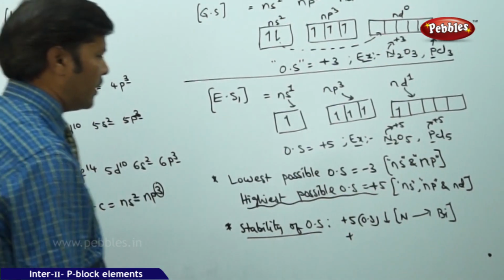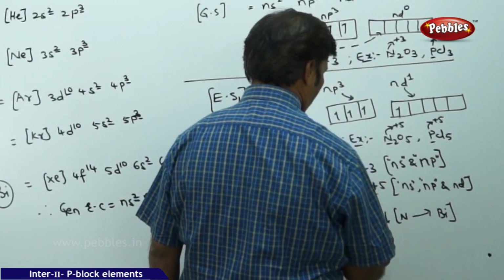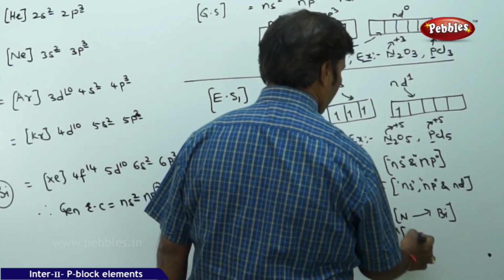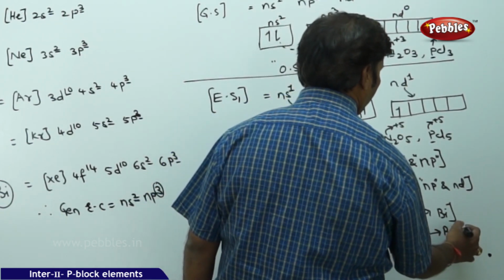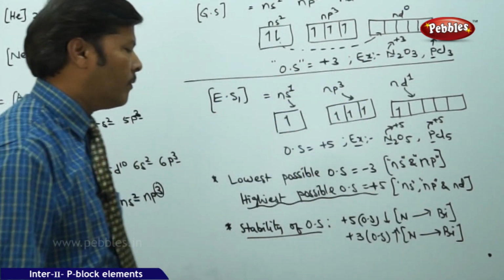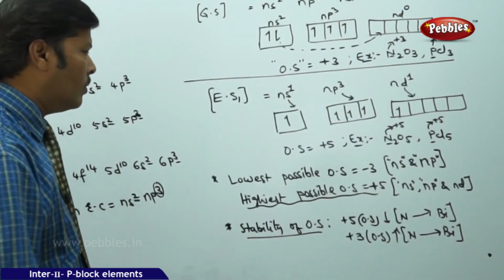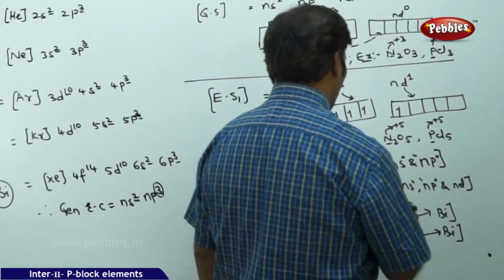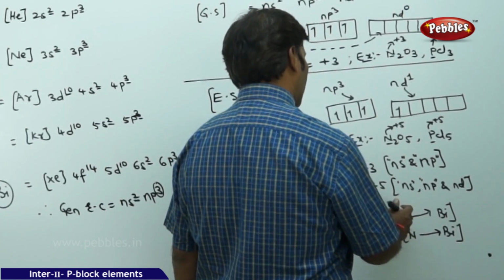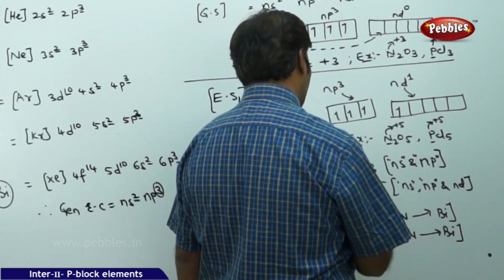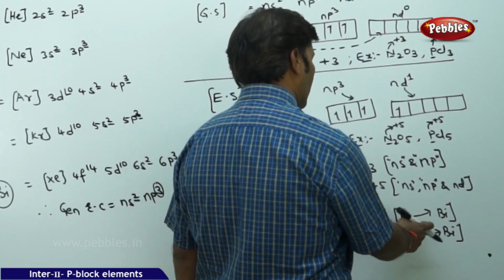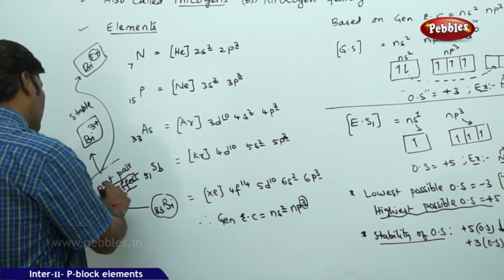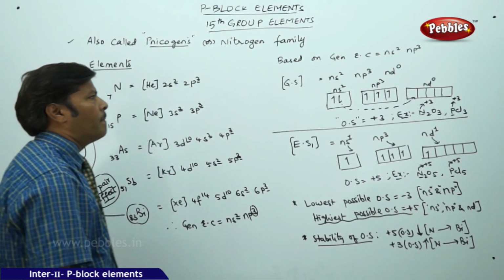So that's the reason we can say the plus 3 oxidation state increases as we move from nitrogen to bismuth. This is one reason why the oxidation state of plus 3 increases from nitrogen to bismuth, and why the oxidation state of plus 5 decreases from nitrogen to bismuth. It is again dependent upon the inert pair effect in the nitrogen family.